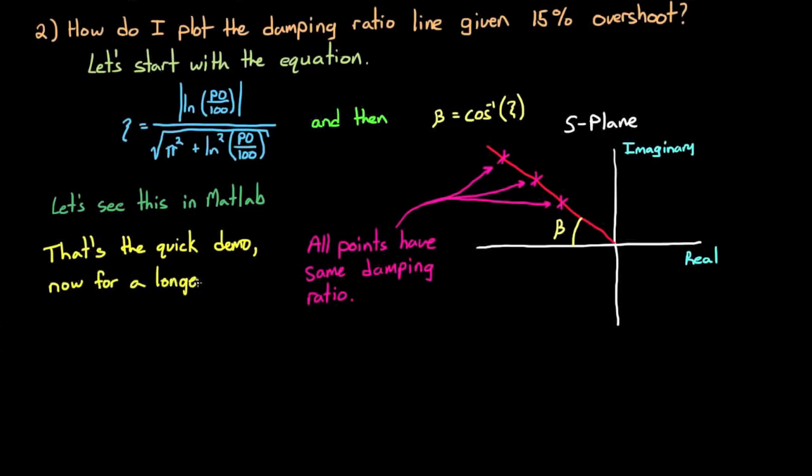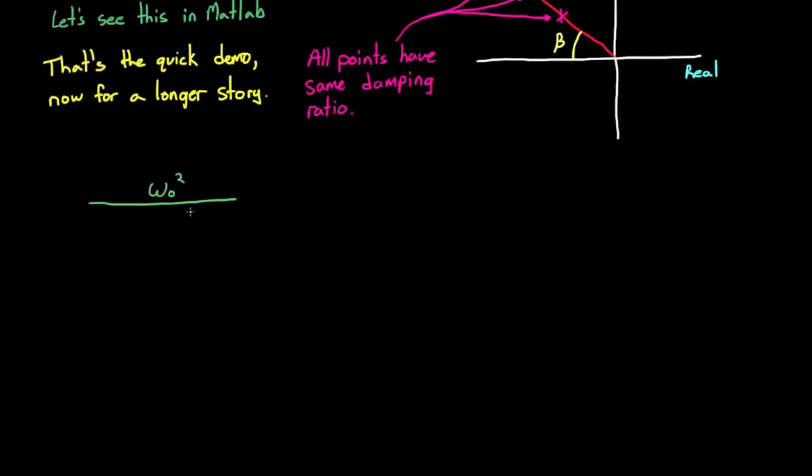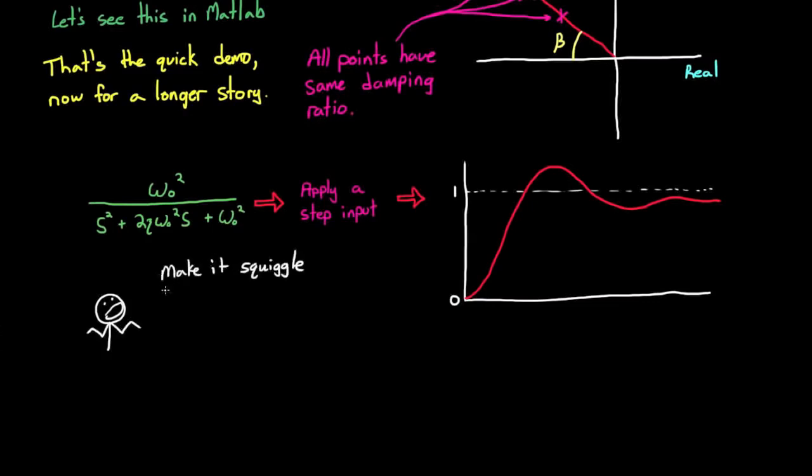To answer this question fully, I need to go on a long and wandering story, so I hope you stay with me for it. If you have a system described by a second-order transfer function, and you apply a step input to it, then it might have a response in the time domain that looks something like this. And that looks similar to what we saw in the Matlab plot. But if you wanted to describe the performance of this response, you could say, well, it starts at 0 and then goes up kind of fast and then squiggles back and forth a bit around 1.